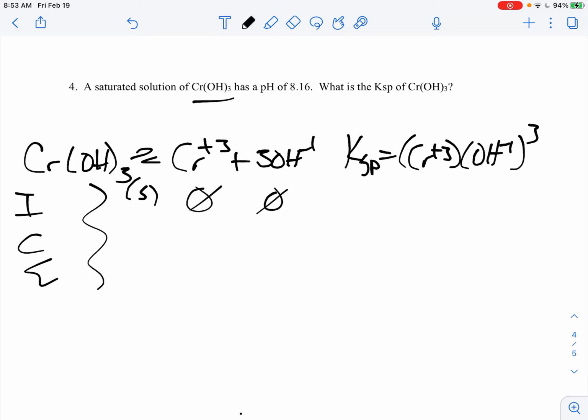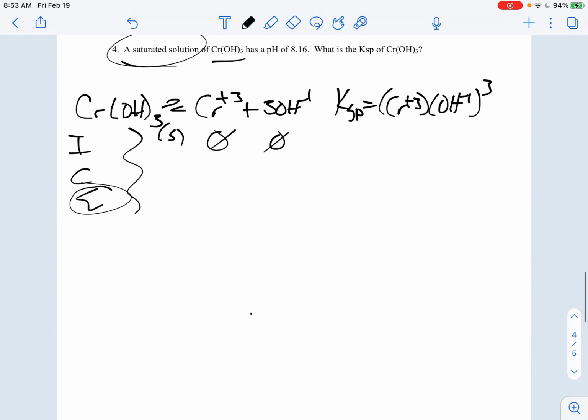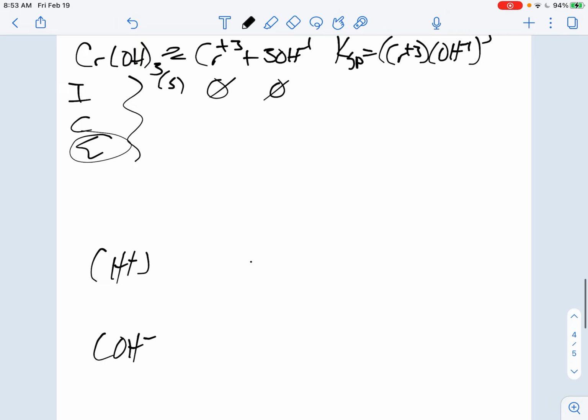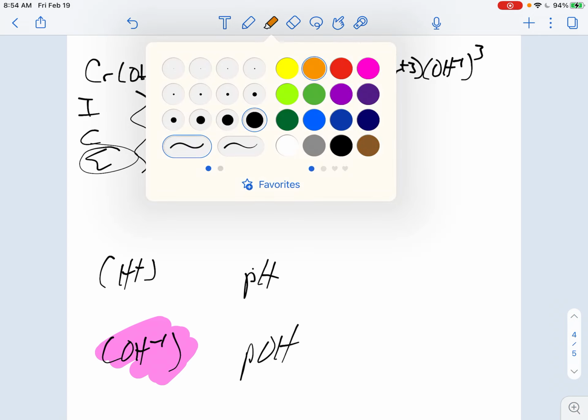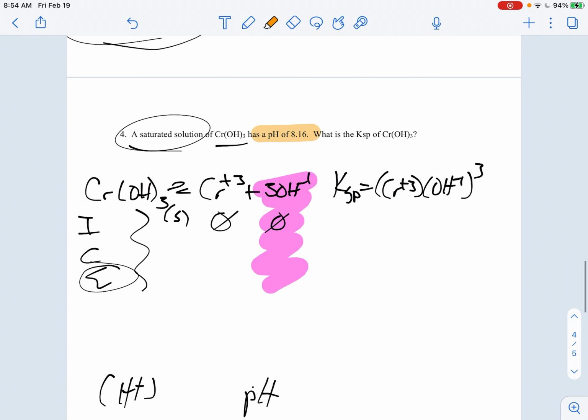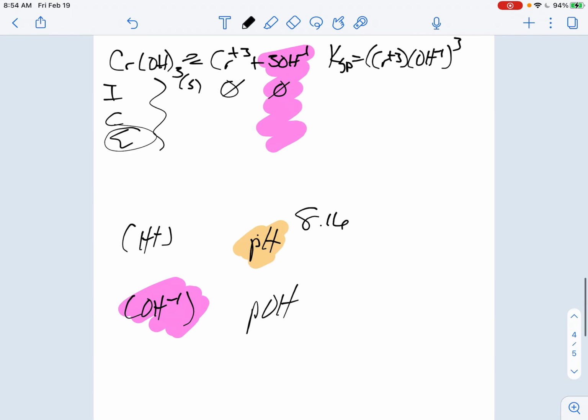It didn't say anything about starting with any of those guys, and it told me that I was saturated, which again is code for at equilibrium. I know I have H positive times OH negative, and I have pH and pOH here. The one I am interested in here is the OH, except that they gave me what the pH was here. They told me that that was the pH. So they told me that this was 8.16.